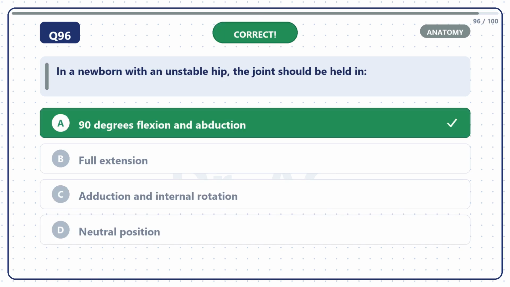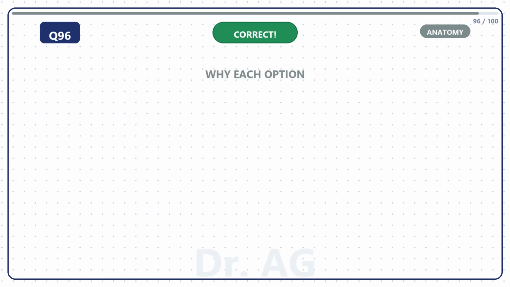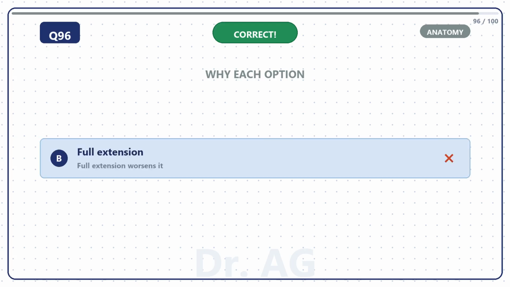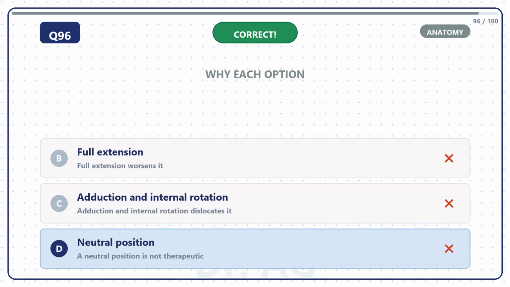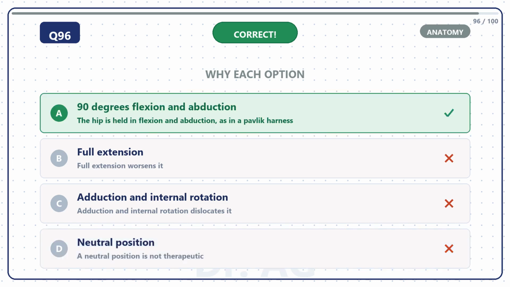90 degrees flexion and abduction. Let's go through the options. Full extension worsens it. Adduction and internal rotation dislocates it. A neutral position is not therapeutic. And the correct answer is 90 degrees flexion and abduction. The hip is held in flexion and abduction, as in a Pavlik harness. So, the right answer is option A. 90 degrees flexion and abduction.